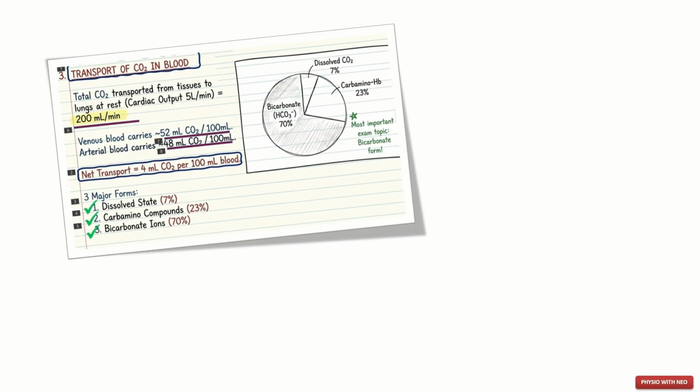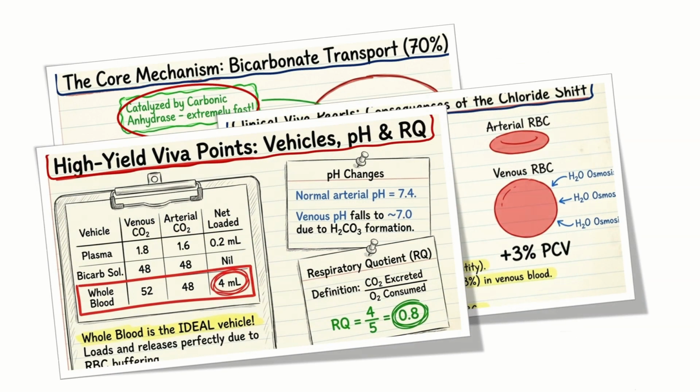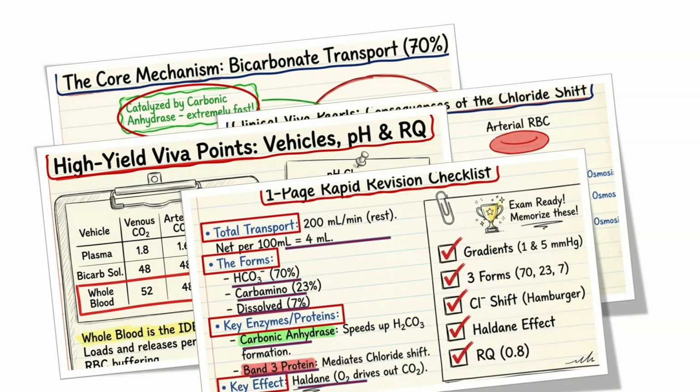Carbon dioxide transport, chloride shift, Haldane effect: three topics that almost every MBBS student finds confusing before the exam. But don't worry, in the next 5 minutes, we'll divide the entire chapter using handwritten notes, flowcharts, and exam focus points. And stay till the end, because the last slide is a one-page revision checklist that can help you revise the chapter in just 30 seconds before entering the exam hall. So let's start.